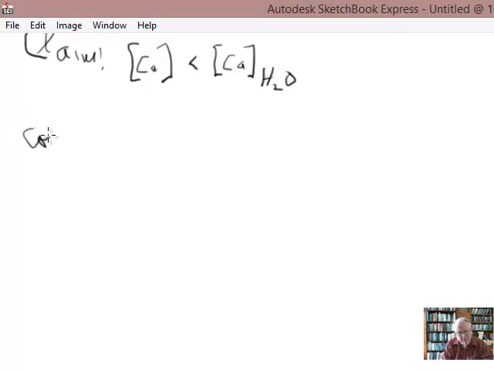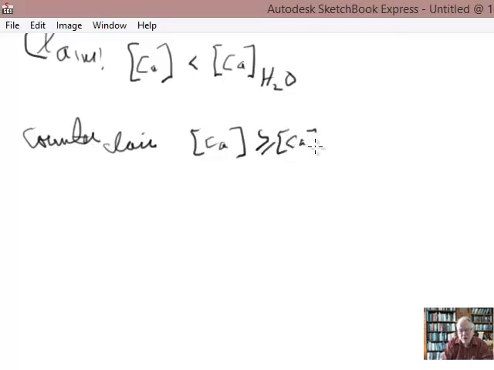The counterclaim, the generally held view, is that the calcium concentration in the coelomate itself is equal to or greater than the calcium concentration in the water, I should say. So this is the coelomic fluid. I'll use the subscript CF to keep those two straight.